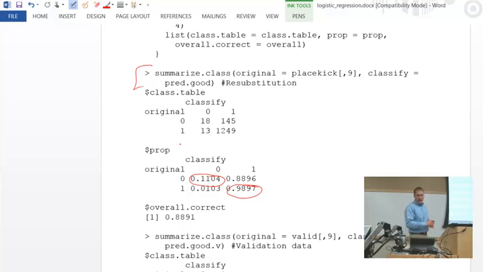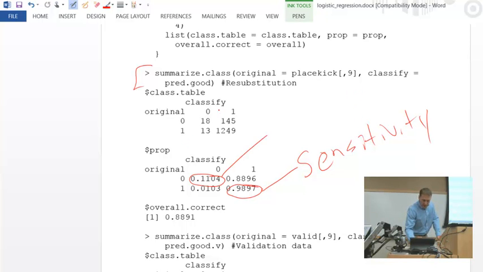An overall correct classification rate of about 89%. So this 0.9897 that we see in this table here, what will be then a word for what this probability represents? This is my sensitivity. So my sensitivity is 0.9897. Then the 0.11 is my specificity. So you can see my sensitivity is extremely high, 0.99, great. But my specificity is only 11%.